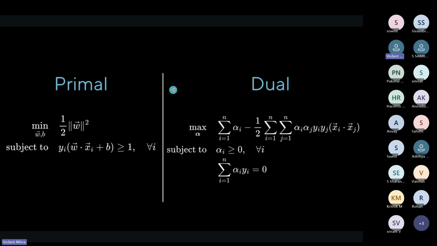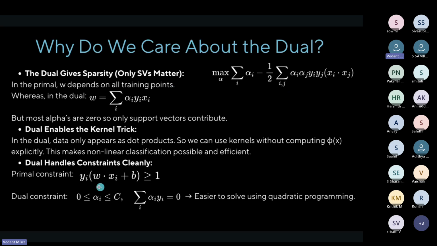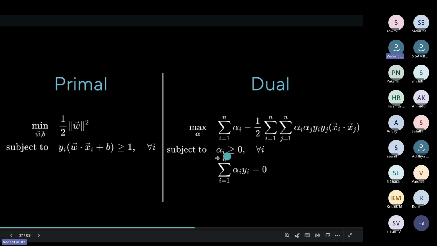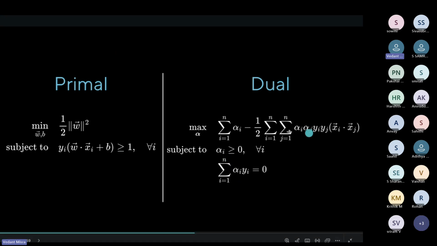So why did we do all this stuff to get the dual? Mainly three reasons. First, the dual gives sparsity because most of the alphas are 0 because obviously in the whole data set, you'll only have a few support vectors. So for all the other points, alpha will become 0. So this becomes easier to calculate. The dual enables the kernel trick because, again, I think I've said this too many times, but it only depends on dot products. And third, the constraint becomes easier because in the primal, the constraint is an inequality, but here it's an equality. So we can use quadratic programming and solve this optimization task pretty simply.